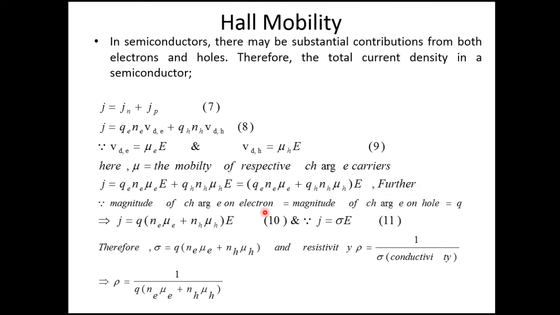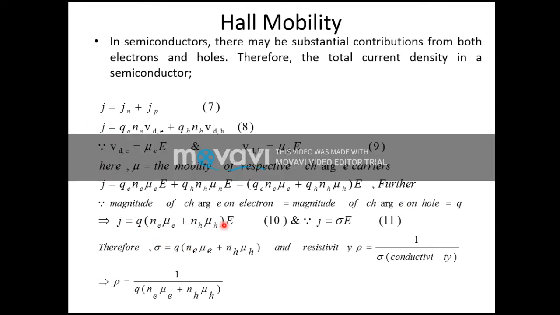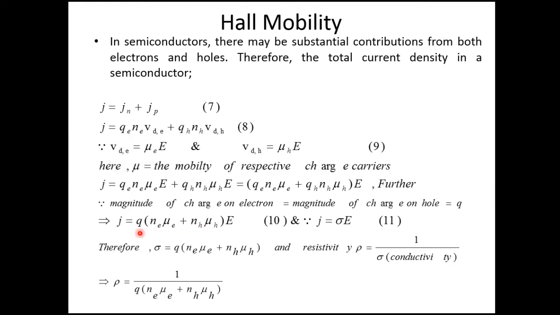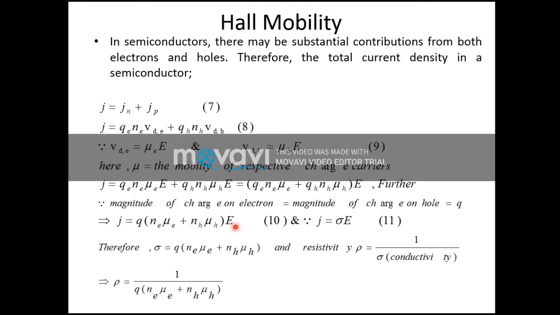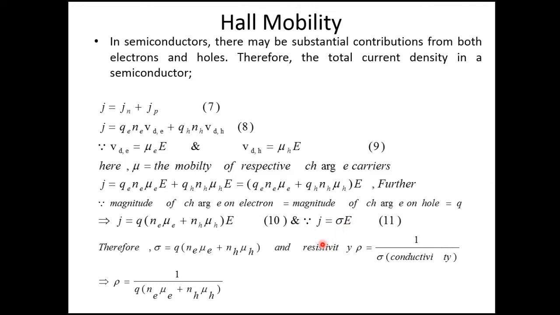Further, the magnitude of charge on electron is equal to the magnitude of charge on hole. So we can take this Q outside. This is taken as QE is equal to QH is equal to Q basically. So Q is taken outside. So what is left now within the bracket? NE mu E plus NH mu H, and the bracket closed, into E. And you know that there is a formula which gives the relation between the current density, the electric field and the electrical conductivity, and this is given as J is equal to sigma E, which is Ohm's law basically.